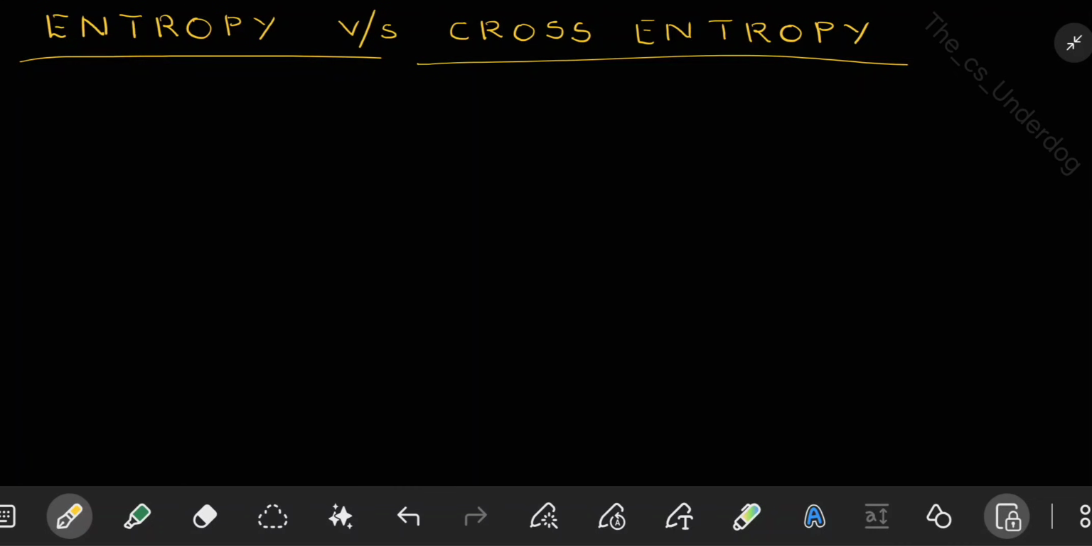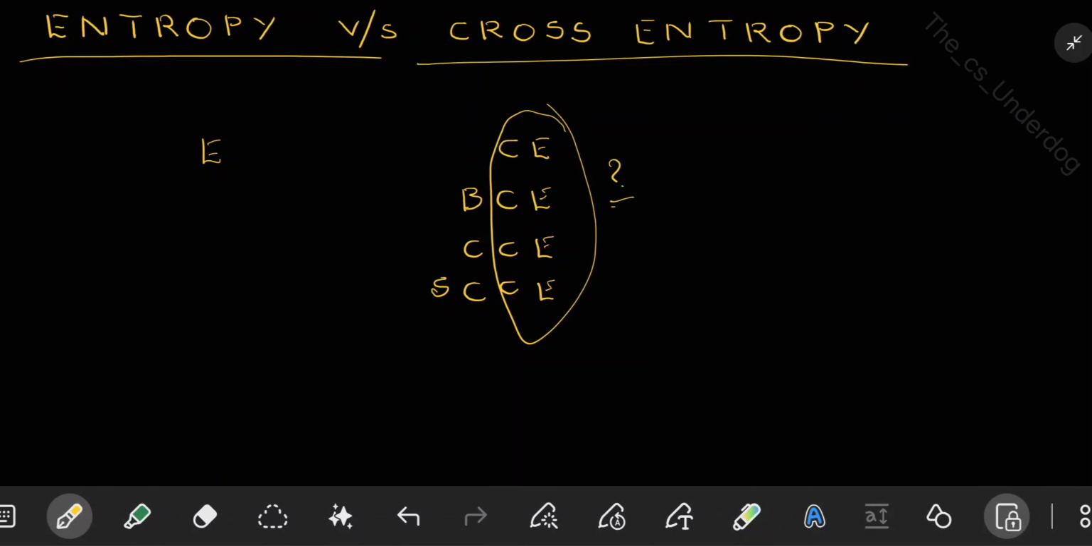Entropy versus cross entropy. In machine learning, many times you would surely have heard this term entropy. Along with this, maybe when you're learning loss functions, you would have heard about cross entropy as well. For example, you would have heard about binary cross entropy, or categorical cross entropy, or sparse categorical cross entropy. While learning these things, surely you would have thought, what exactly is this cross entropy?